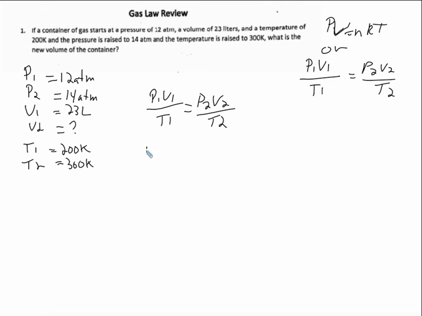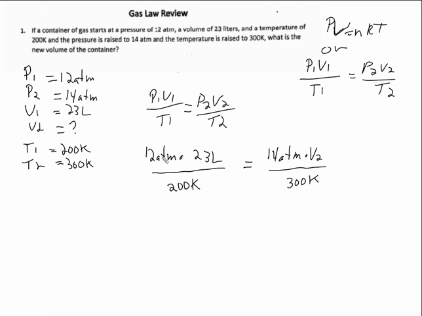Now I just plug in the numbers. P1, 12 atmospheres. V1, 23 liters. T1, 200 Kelvin. Remember, in gas laws, the temperatures always have to be in Kelvin. P2, 14 atmospheres. V2, that's what we don't know, so we'll just write V2. T2, 300 Kelvin. Now, one thing to double check is that your pressure units have to be the same on each side of the equation. Atmospheres, atmospheres. You can't have one like millimeters of mercury and one in atmospheres. So they have to be the same. Same thing with the temperatures. You always have to work in Kelvin.